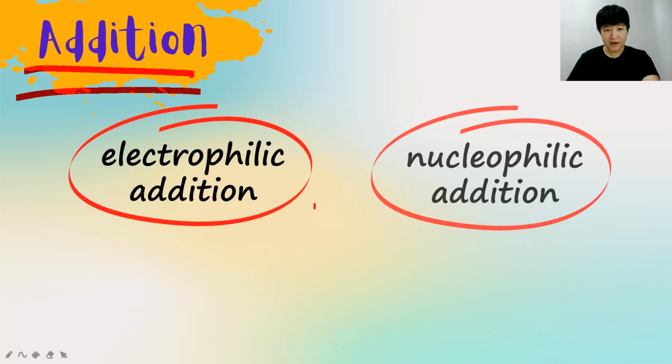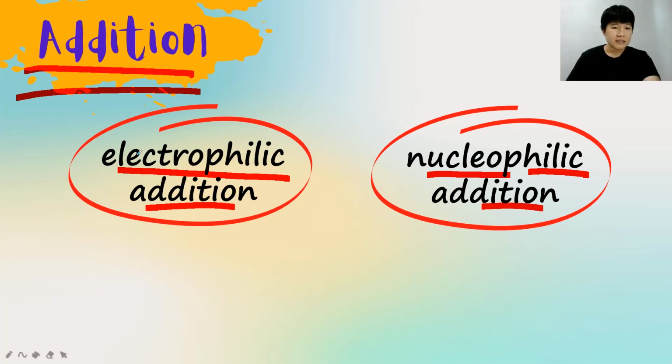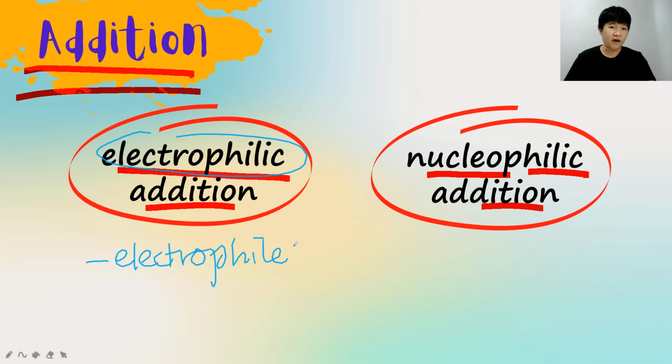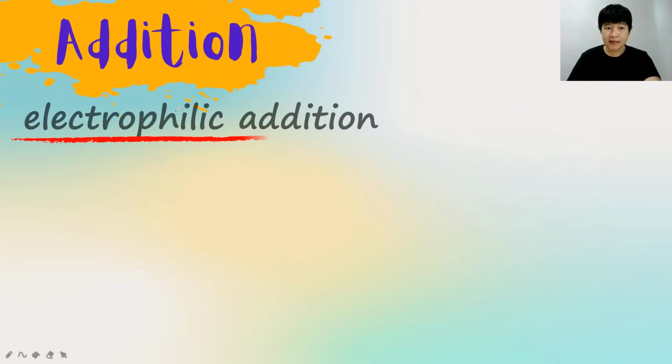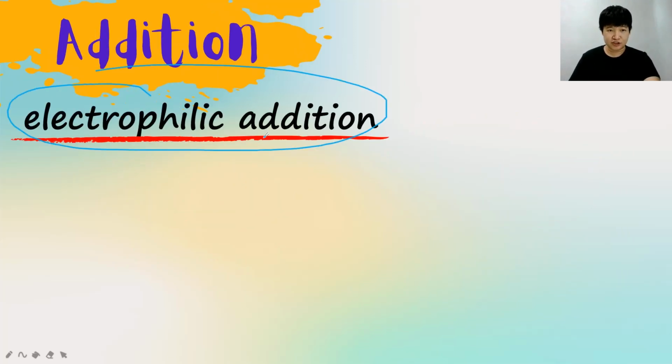So we have two types of addition. We have electrophilic addition, and we have nucleophilic addition. As we all know, electrophilic addition means the one that initiates this addition will be the electrophile. While for nucleophilic addition, it will be the nucleophile making the changes. Always remember one thing, the one making the changes will get the name. Alright? So let's look at the example of electrophilic addition.